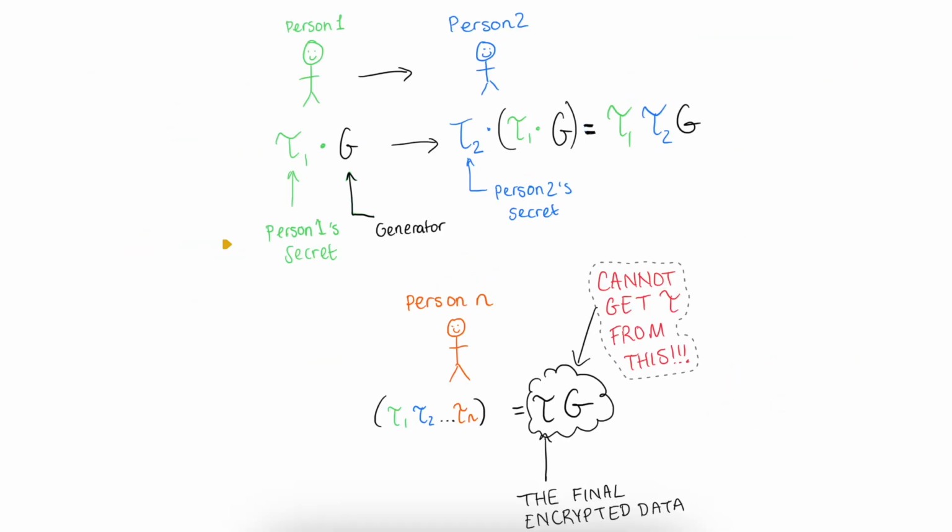Think of this a bit like a chain of locks. If one person in the chain destroys their key, the full chain can never be unlocked. Even if everybody else kept their keys, there would still be one lock.